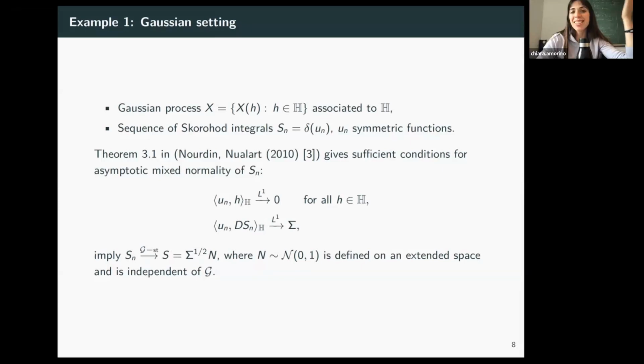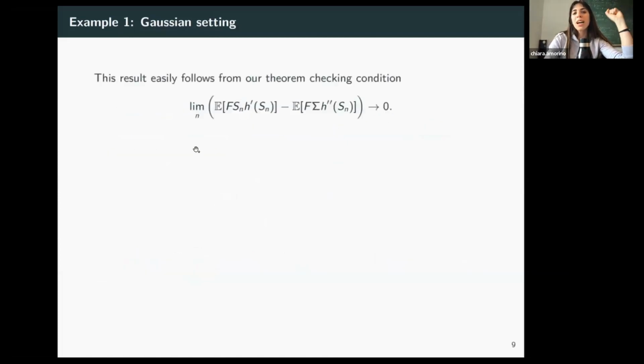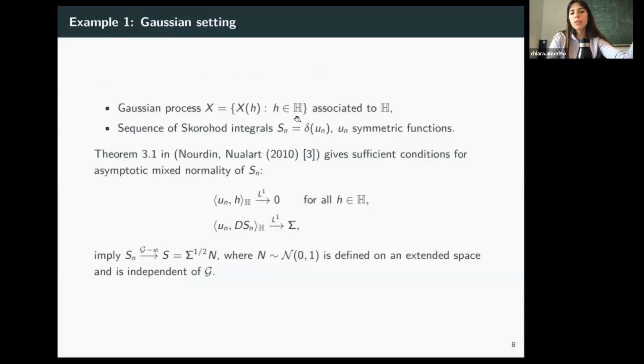Because in order to get the stable convergence with the previous criterion that I showed you, what we want to understand is just if this condition holds true. So this is the condition that we want to check, but for Sn being a sequence of Skorohod integrals. Knowing that un, these symmetric functions, against no matter which element of the Hilbert space we are considering, is going to go to 0 in L1, while if we consider the Malliavin derivative of the same Skorohod integral, this is going to converge in L1 to some variance capital Sigma.